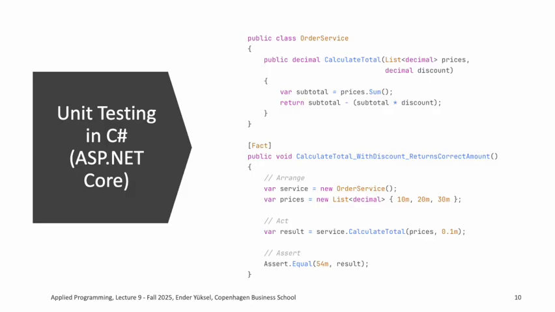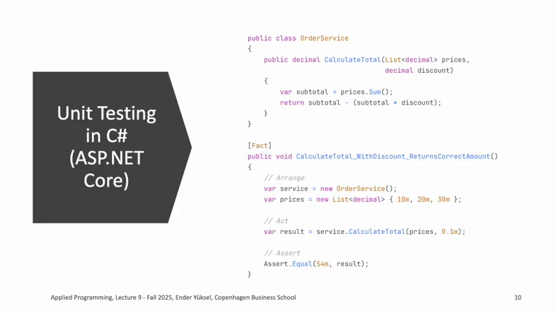First, we have our order service class with a calculate total method. This method takes a list of prices and a discount as a decimal where 0.1 means 10%. It calculates the subtotal, applies the discount, and returns the result. This is the code we want to test. This is our unit. Below that, you see the test method.